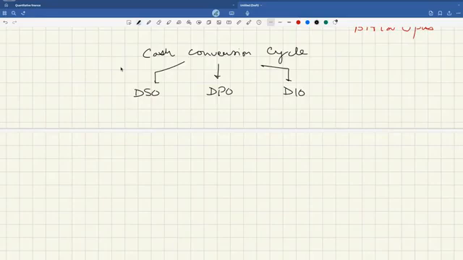So DSO is how many days it takes for your receivables to convert into cash. DPO is how many days it takes for a company to pay off its suppliers, or pay off its payables. DIO is basically how many days it takes to convert the inventory into cash, or rather, how many days it takes to clear off the inventory.